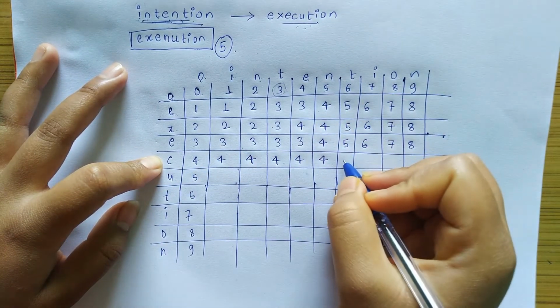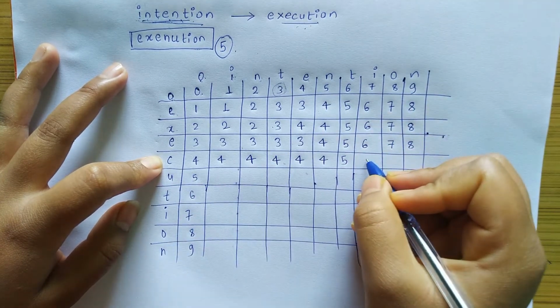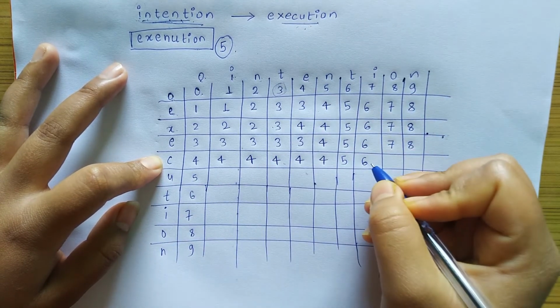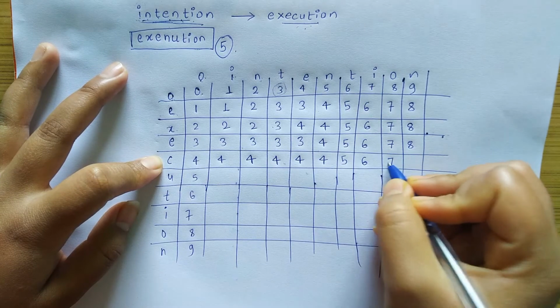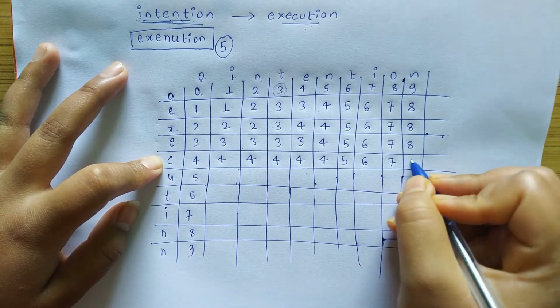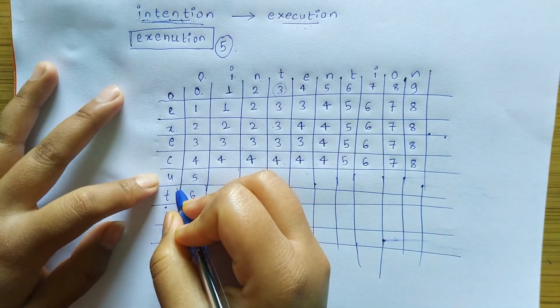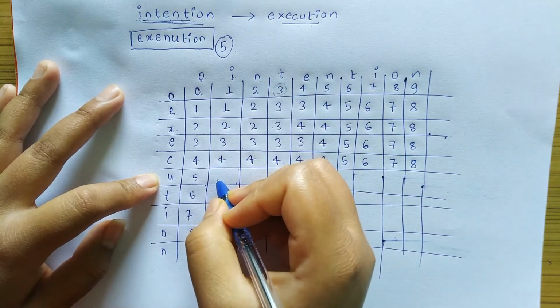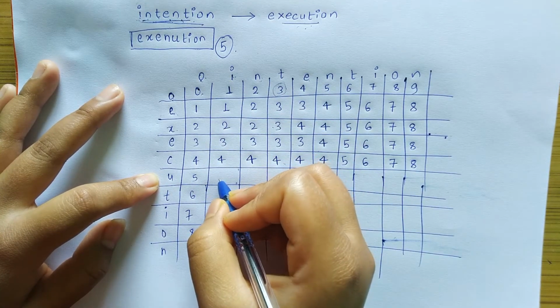C and T, 4 plus 1, 5. C and I, 5 plus 1, 6. C and O, 6 plus 1, 7. And C and N, 7 plus 1, 8. For this one, we have U and I, again not same, so 4 plus 1 will be 5.